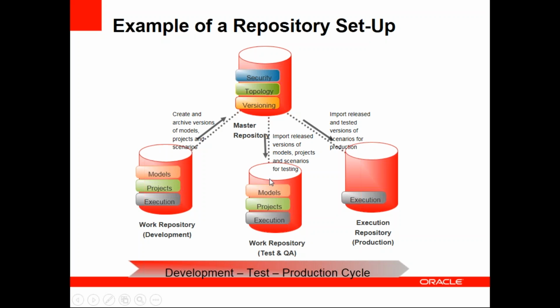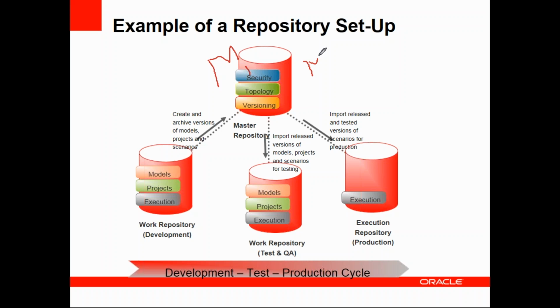If the master repository is common everywhere, then there is no need to export this. If it's not common, we export all this master repository work into the next environment, QA. And then if you don't have the same master repository in production, we need to again export all this security, topology, and versioning.